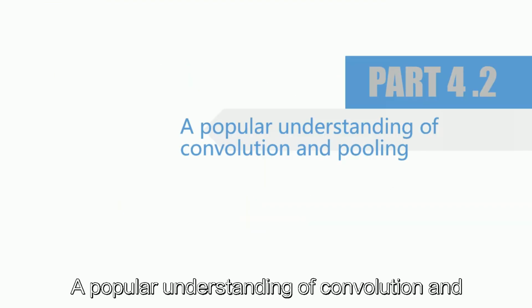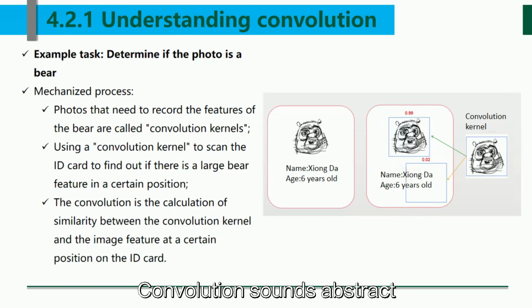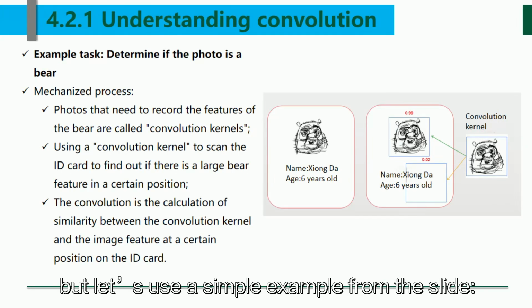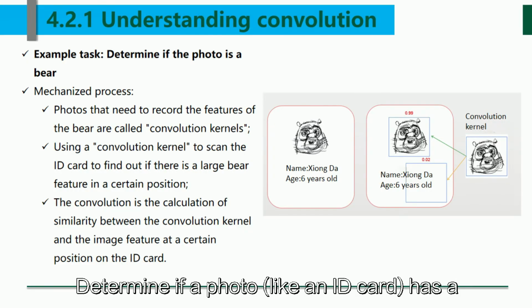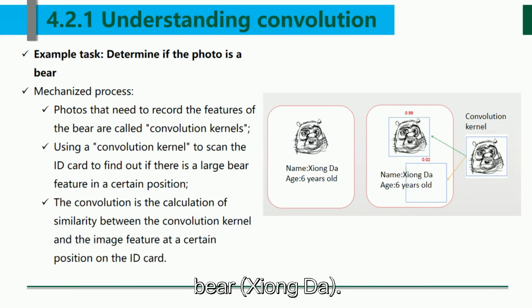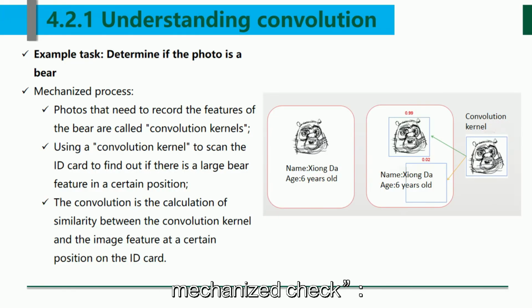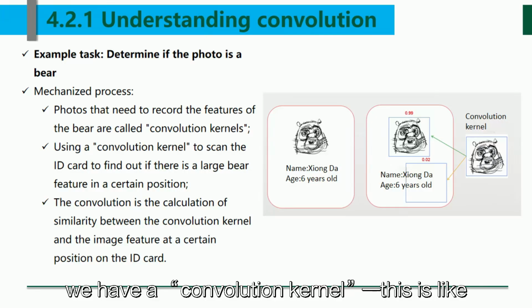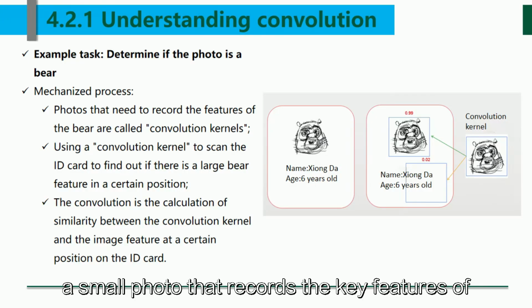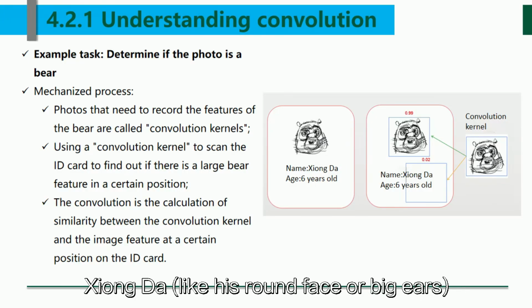Part 4.2, a popular understanding of convolution and pooling. Convolution sounds abstract, but let's use a simple example from the slide. Determine if a photo, like an ID card, has a bear, Xiongda. Think of the convolution process as a mechanized check. First, we have a convolution kernel. This is like a small photo that records the key features of Xiongda, like his round face or big ears.